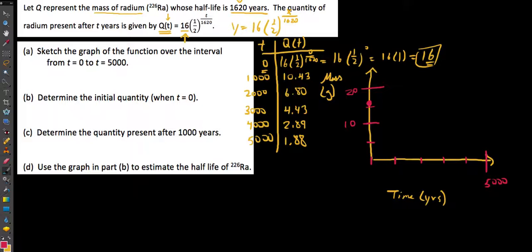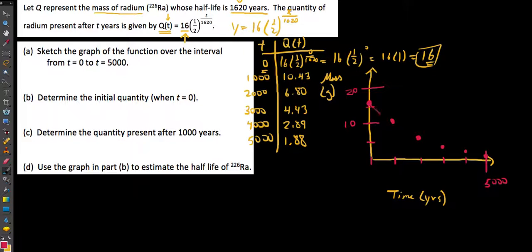We said after about 1,000 years, we're a little bit above 10 grams. After 2,000 years, we're at about 6.8 grams, so almost 7. After 3,000 years, we're under 5 grams. We're 4.43, so here. After 4,000 years, we're 2.89, so a little bit above 2.5. And then after 5,000 years, we had this 1.88 left.